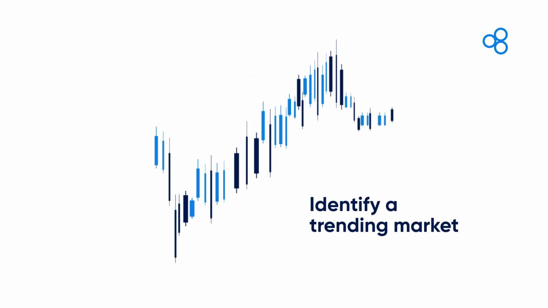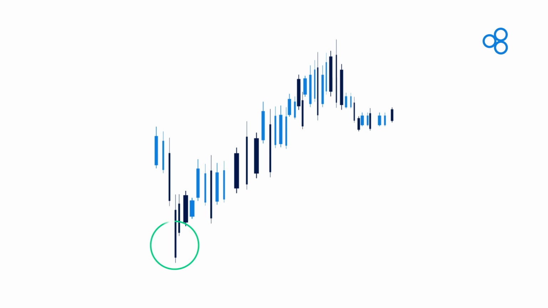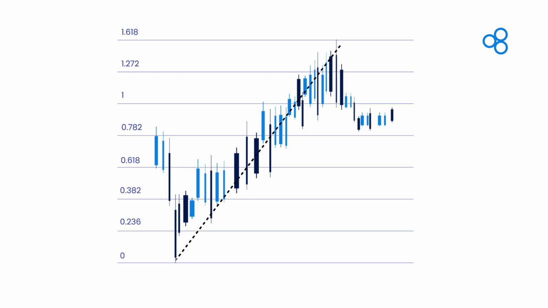Now, let's apply these numbers to your trades. The first step is to identify a trending market. If the market is in an uptrend and it's making higher highs and lower lows, then we can use it to draw Fibonacci retracements on. Next, we need to draw the Fibonacci starting from the high all the way to the low of the impulse to identify a Fibonacci level as support.